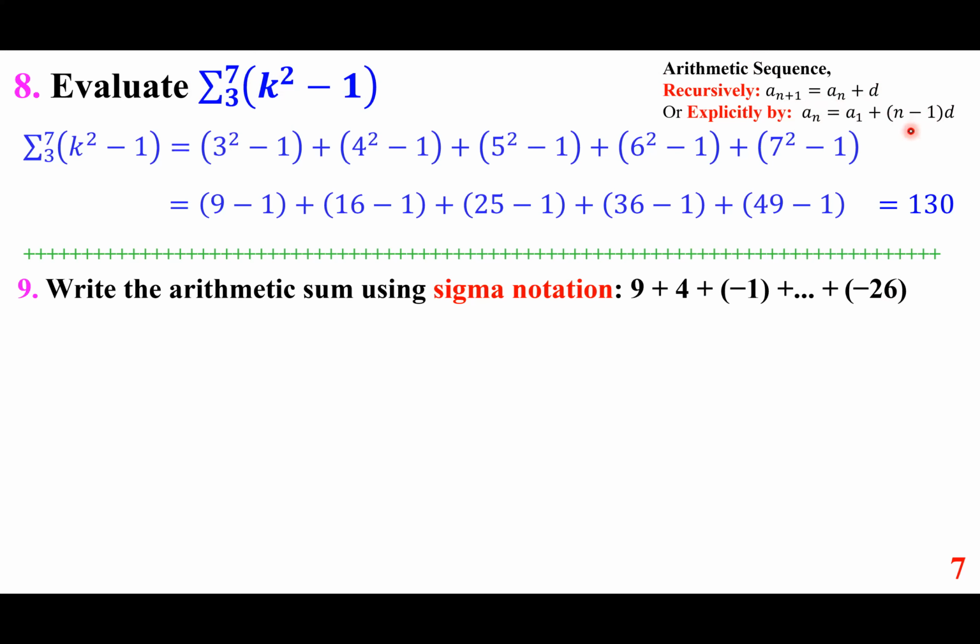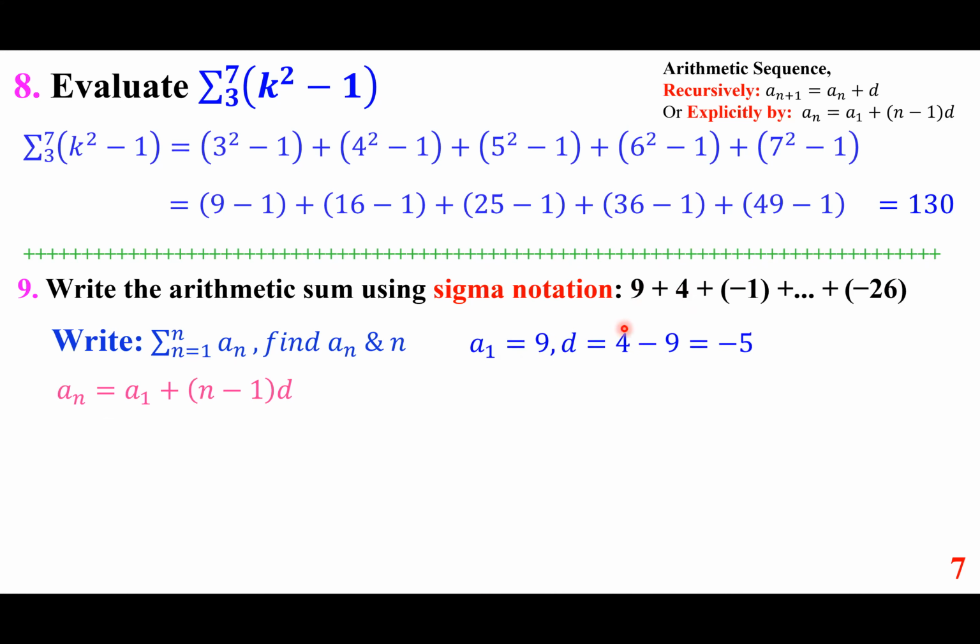So first, in essence, we want to write the summation of a sub n from n equals 1 to n. We have to figure out what n is. We'll do that in a moment, but first and foremost, the first term is 9. Then we are adding -5. In other words, 4 minus 9 is -5. And you notice it does the same thing here. So A1 is 9, D is -5.